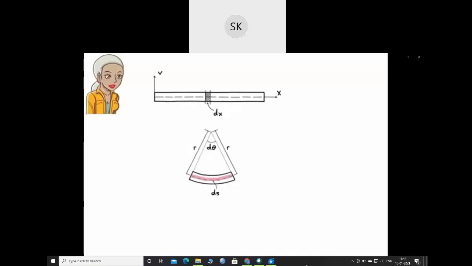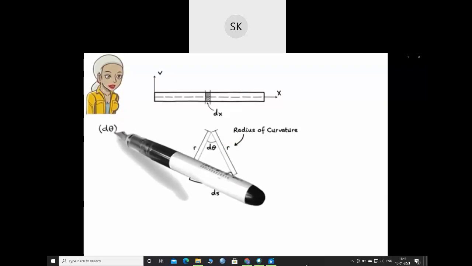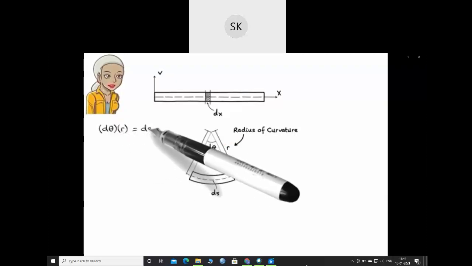This arc length can be assumed to be that of a circle having a radius of r. We refer to r as the radius of curvature. Then we can write d theta times r equals ds. By the way, d theta is the difference between theta 1 and theta 2, where theta 1 is the tangent angle at the left end of the slice, and theta 2 is the tangent angle at the right end of the slice.